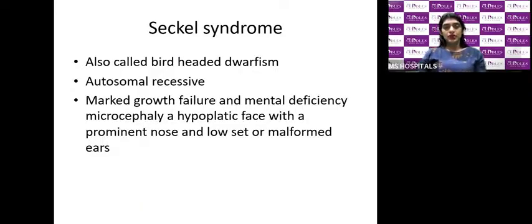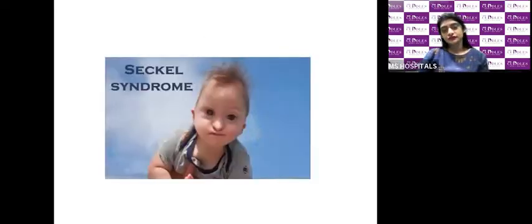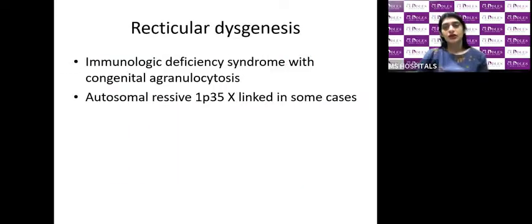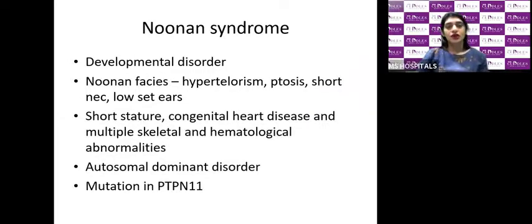Seckel syndrome, also called bird-headed dwarfism, autosomal recessive, marked growth failure and mental deficiency, microcephaly, a hypoplastic face, and a prominent nose and low set malformed ears. This is how a Seckel syndrome child looks like. Next is reticular dysgenesis, that's an immunological deficiency syndrome with congenital agranulocytosis, autosomal recessive 1p35, X-linked in some cases.